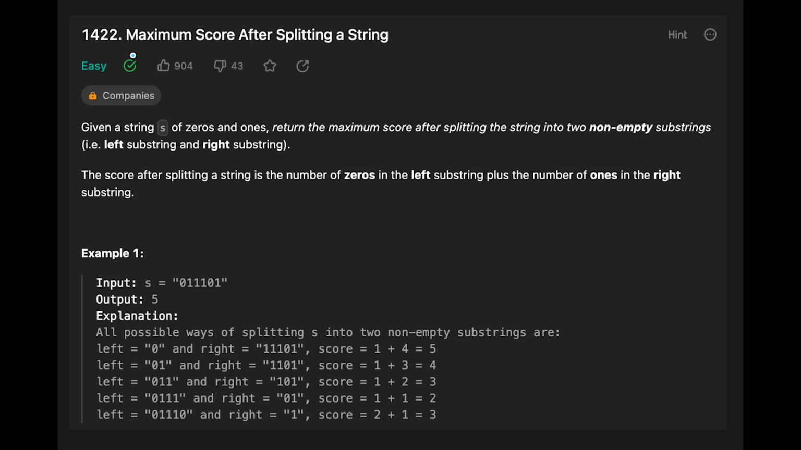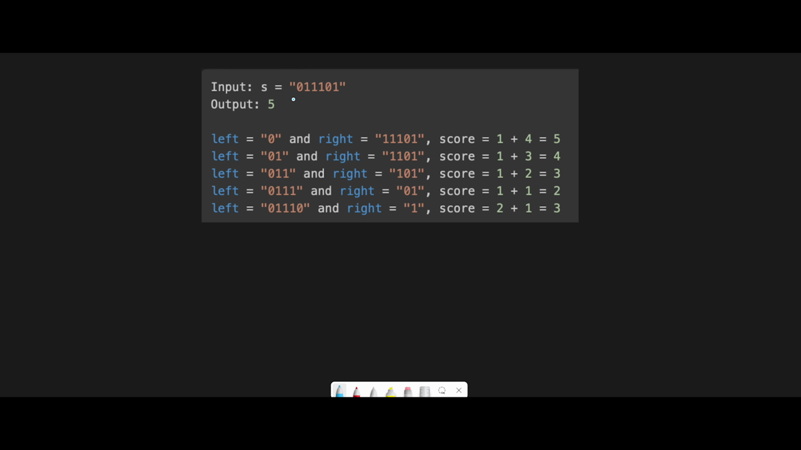Hey everyone, today we are going to solve the LeetCode question Maximum Score After Splitting a String. Okay, so let me explain with this example. These are all possible substrings on the left side and the right side. And look at the last case. Let's focus on this substring.